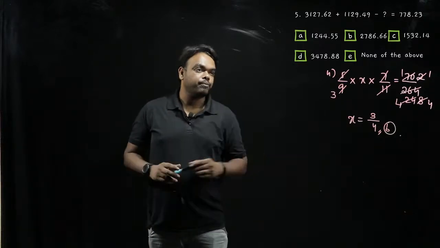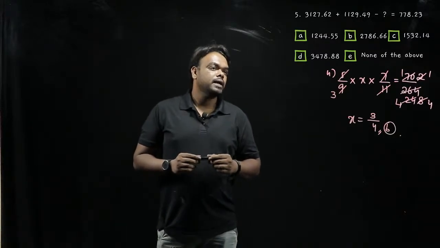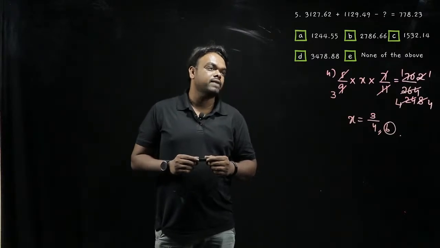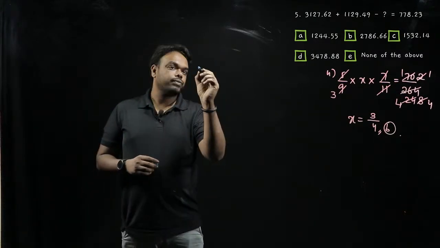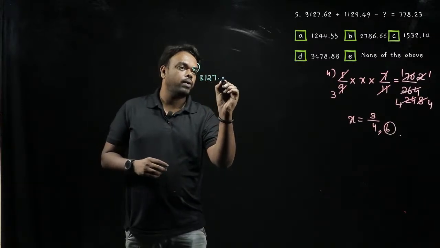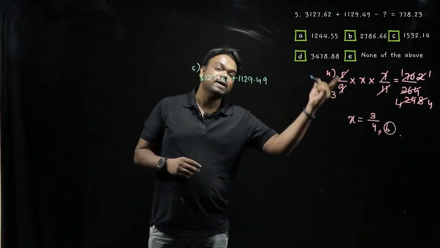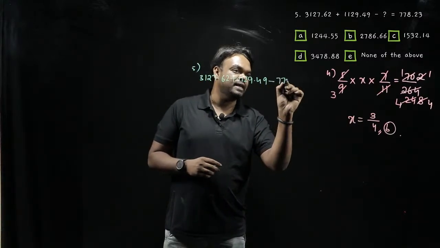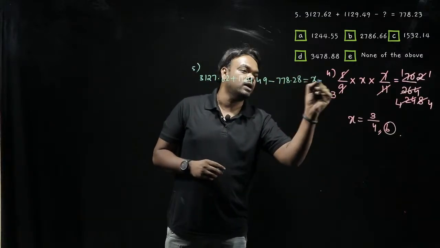Question number 5. What do we have? 3127.62 plus 1129.49 minus question mark is equals to 778.23. Let me write it down once again. Question number 5, we have 3127.62 plus 1129.49. I'll bring the other number to the left hand side, minus 778.28, and we'll send a question mark to the other side. That becomes equal to x plus x, right?